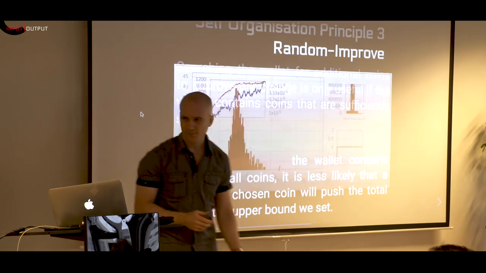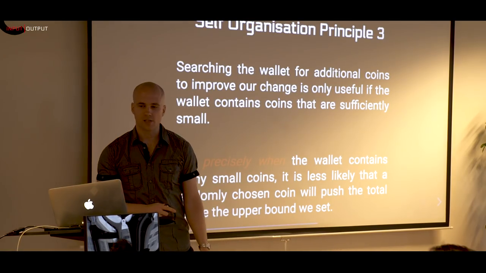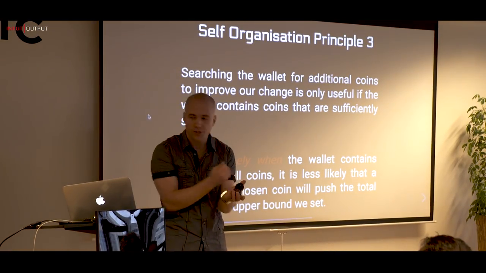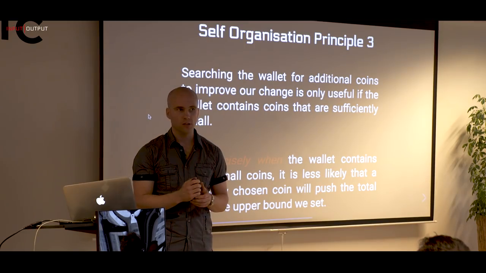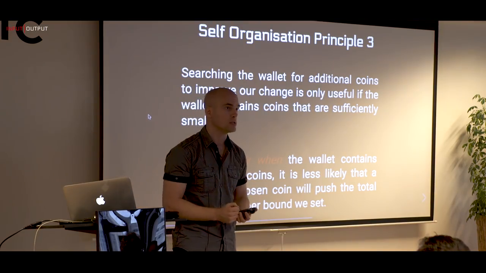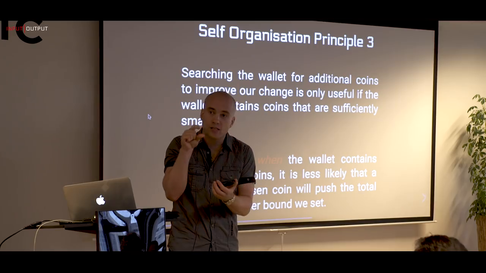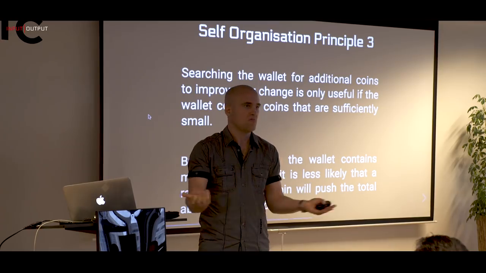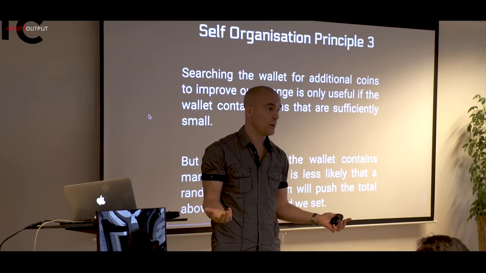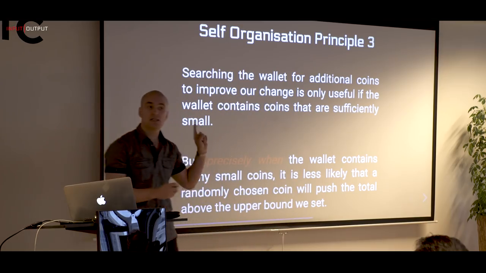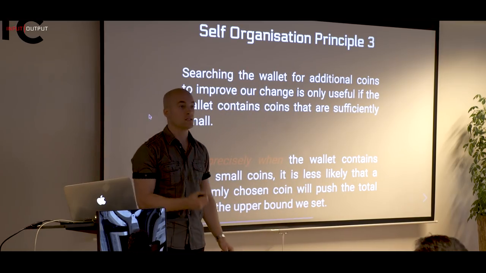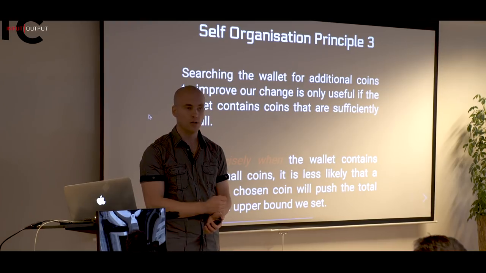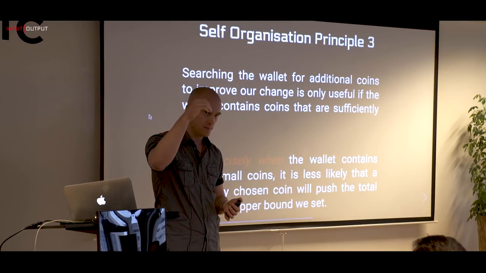Now, why does that work? Third self-organization principle. First, searching the wallet for additional coins, trying to improve our change, is only useful if our wallet has sufficiently small coins. If I only have a little bit to go to get to my ideal value, and I have a large number of very large coins in my wallet, well, then there's not much point continuing my search. But precisely when the wallet contains many small coins, it is less likely that the randomly chosen one will push us above the upper limit.